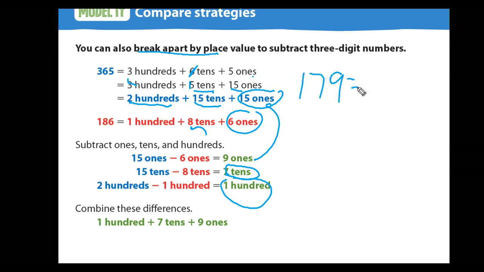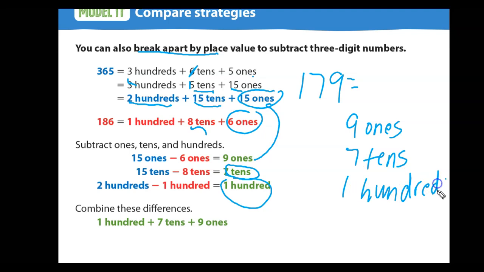Okay, which is, I have 9 ones, I have 7 tens, and then I have 100s. Okay. My advice to you is use a strategy that is more comfortable for you to use, okay?